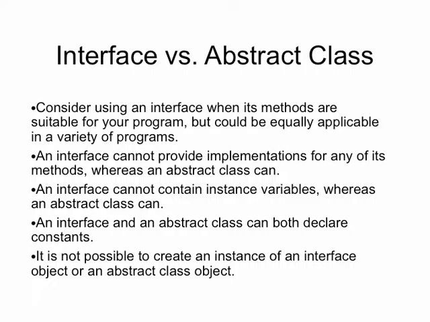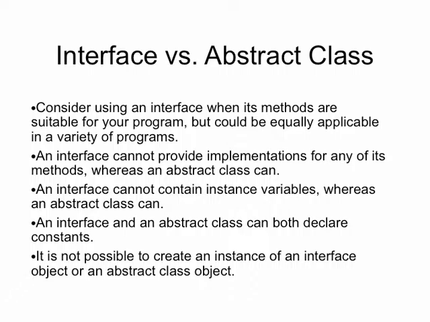Consider using an interface when its methods are suitable for your program, such as the Comparable interface. I think that's a really useful one. But it could be equally applicable to a variety of programs. So the Comparable interface is, for example, you can compare many disparate types of objects. You can compare dominoes. You can compare bank accounts. You can compare any number of different types of objects, but it depends on what the instance fields are, how you determine which one is greater than or less than another. Those are really good examples for implementing the Comparable interface.